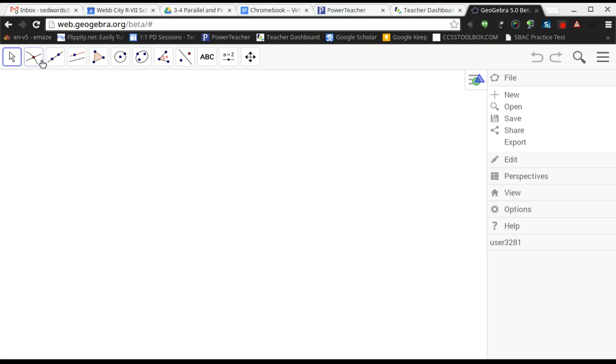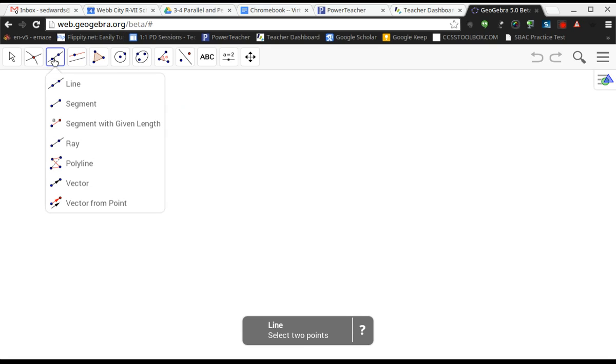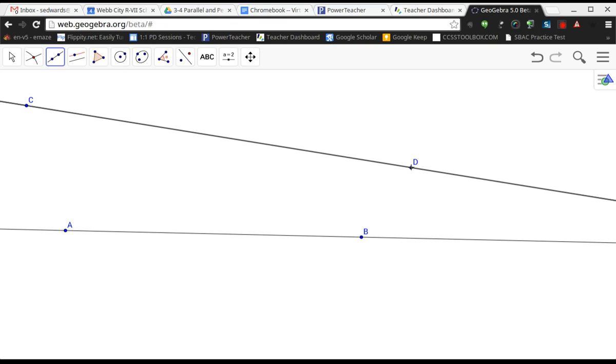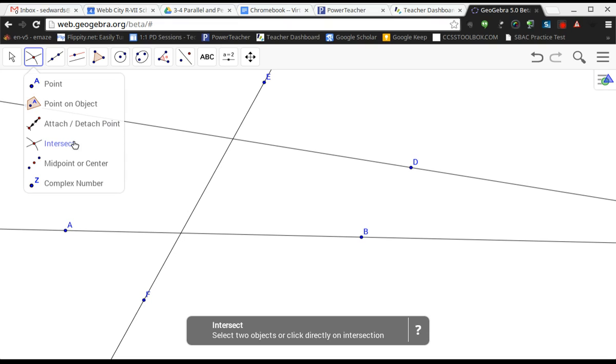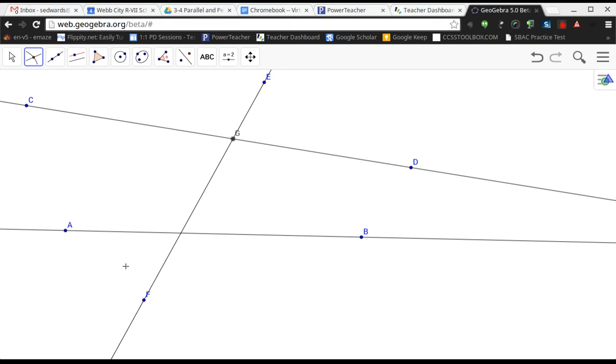it said create lines that are obviously not parallel, so we can go over here to the line. I'm going to create another line since I'm still in line. And I want to make sure they're not parallel. And I'm going to construct the transversal, so I need one to go through. And I'm still going to go back to intersection so that we can measure the angles.